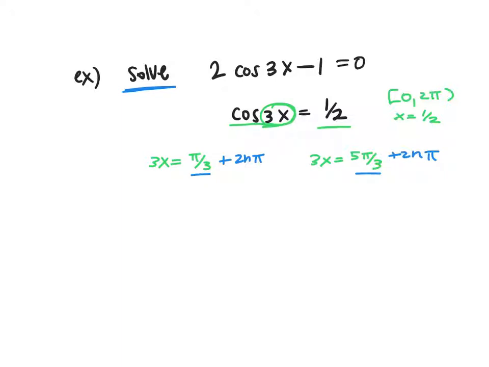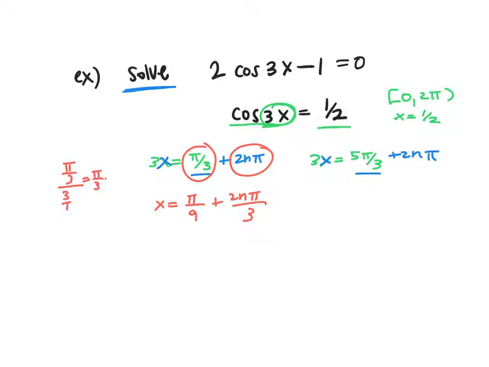Okay, so again, I've solved for the kx, in this case 3x. Because I want to get x by itself, I'm going to divide by 3 on both sides. Dividing by 3 is the same thing as multiplying by 1/3. So if I divide by 3 here, I get pi over 9. And if I divide this by 3, it's just going to be 2n pi over 3. So you see that pi over 3 divided by 3 is the same thing as pi over 3 multiplied by the reciprocal, giving me pi over 9.